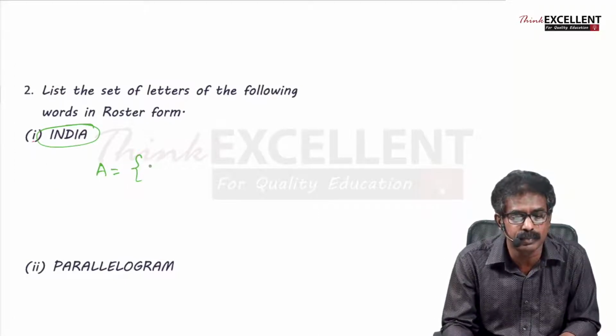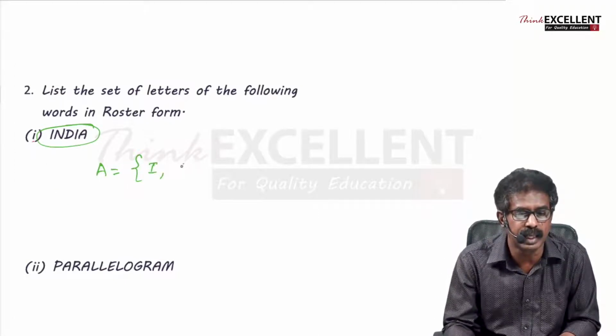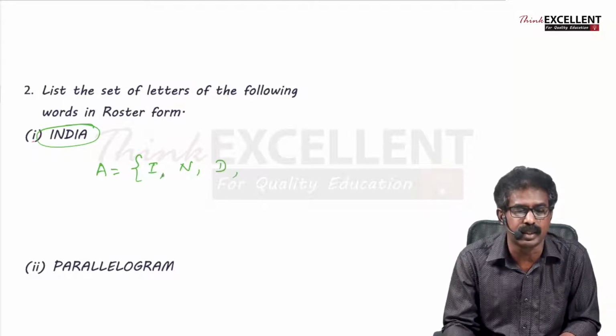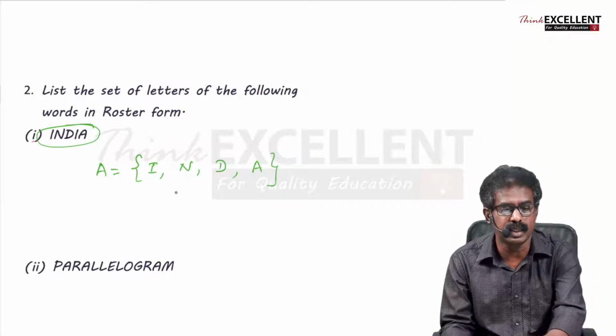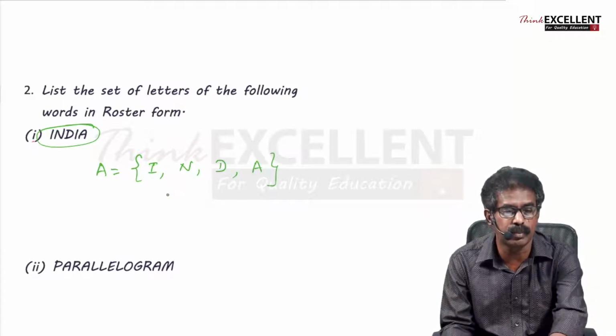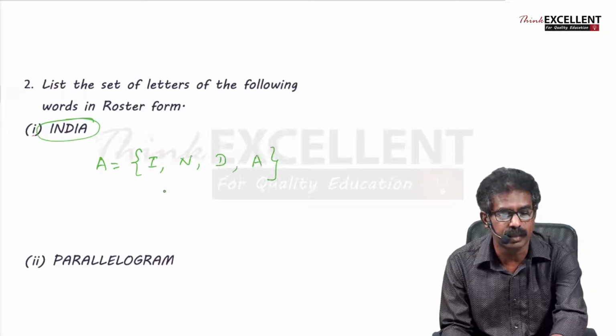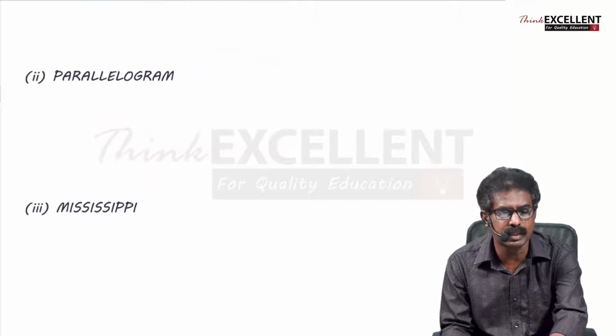So I, N, D, I already wrote I. Now A. So this is the set in roster form formed from the word India. Like that you can write for parallelogram, Mississippi, you see.